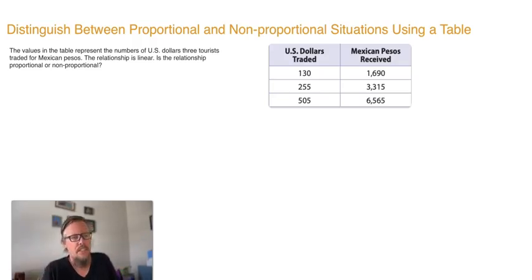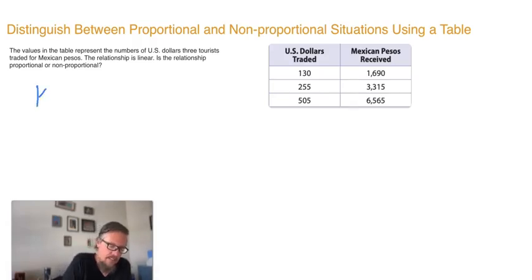If you think about this logically, I traded $130 and I got 1,690 pesos. I traded $255, I got 3,315 pesos. It makes sense that if I gave you $0, you would give me 0 pesos, right? If I give you no money, you're not going to give me money. But sometimes it's not as easy to logically suss it out like this, but there is another method to tell if a relationship is proportional, and that is when we do y divided by x, that tells us the value of k. Our constant of proportionality is k.